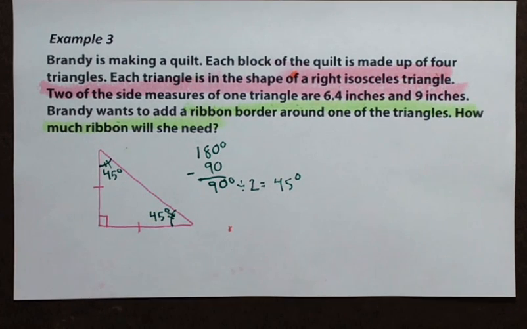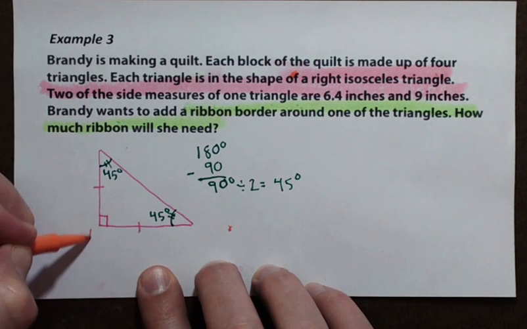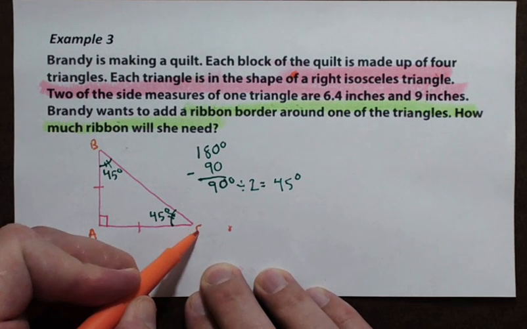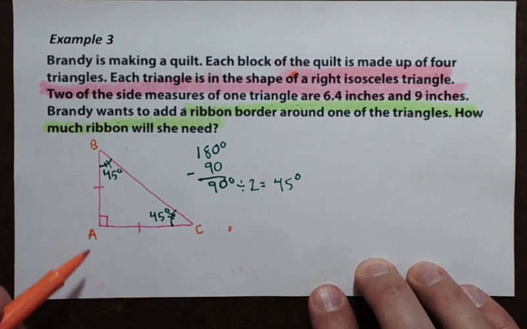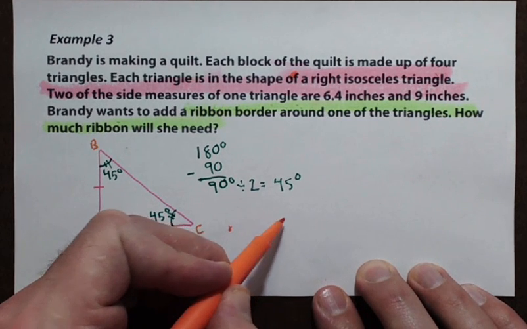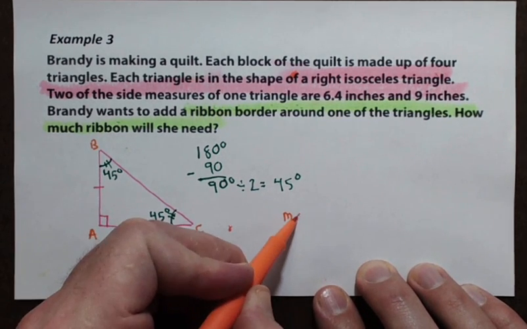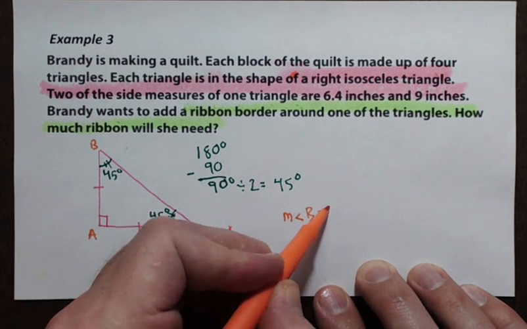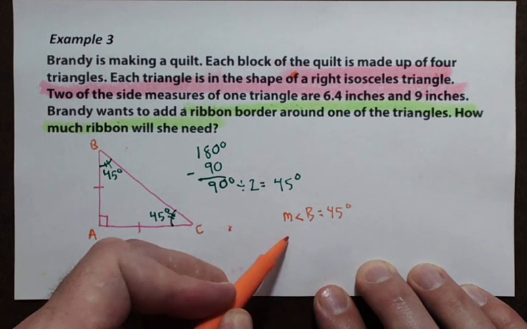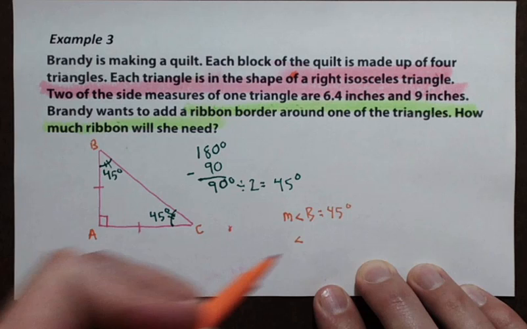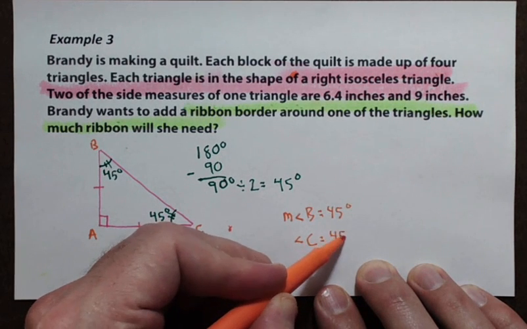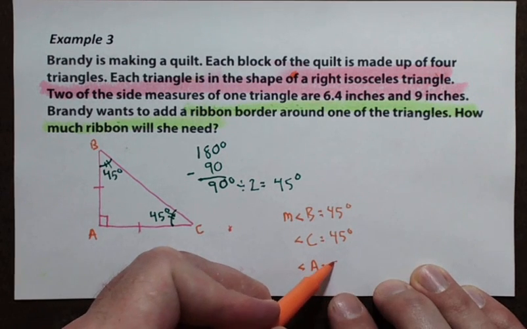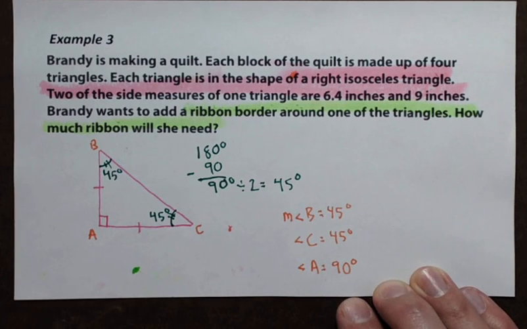So just so that we can see, I'm going to go ahead and give each of these vertices a letter, A, B, and C. And so I'm going to say that the measure of angle B is equal to 45 degrees. The angle C is equal to 45 degrees. And angle A, the right angle, is 90 degrees.